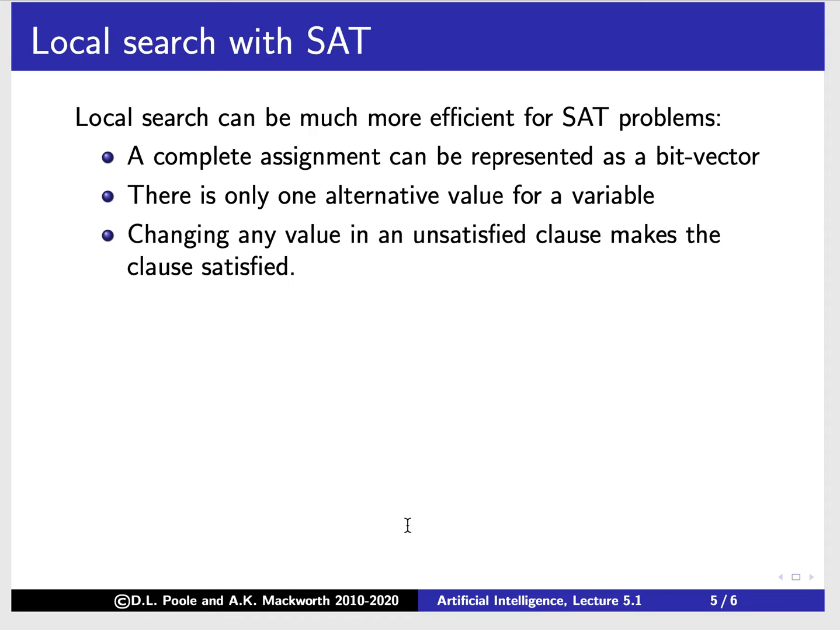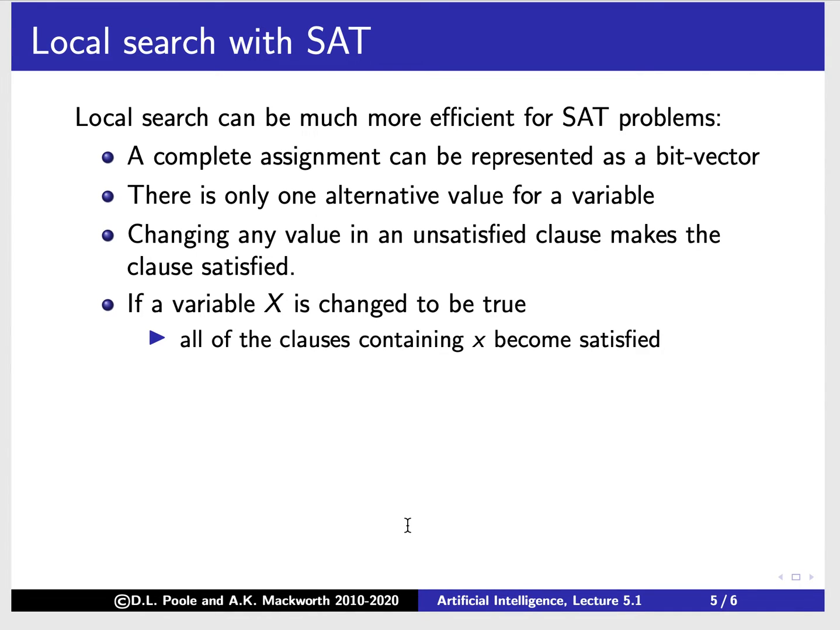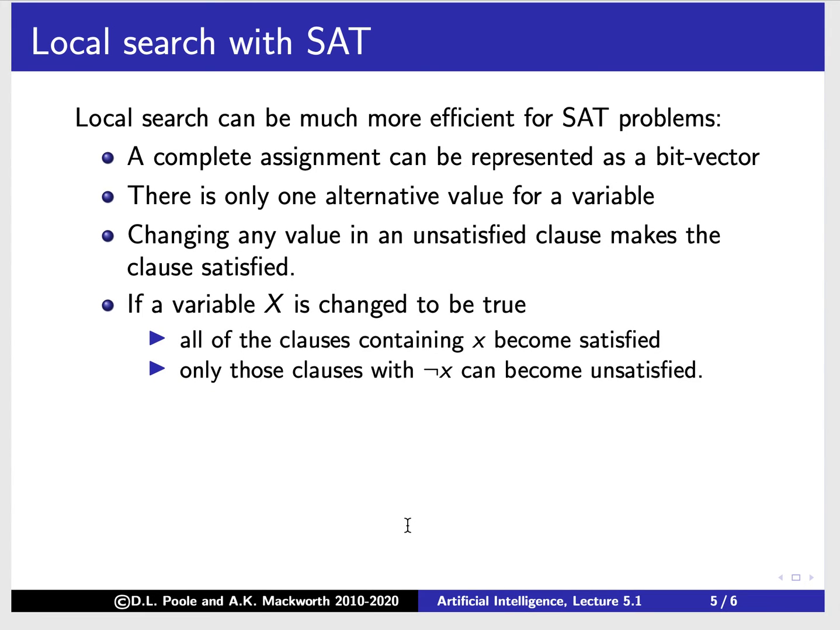Now, if we change any value in an unsatisfied clause, it becomes satisfied. The only time a clause is unsatisfied is because it's a disjunction and all of them are false. So as soon as we flip one of them to true, then the clause is true. So if a variable x is changed to be true, all of the clauses containing x become satisfied. So that's now useful. Only those clauses with not x can become unsatisfied. So we check those clauses that contain not x, because we have to make sure that some other literal in them is true.